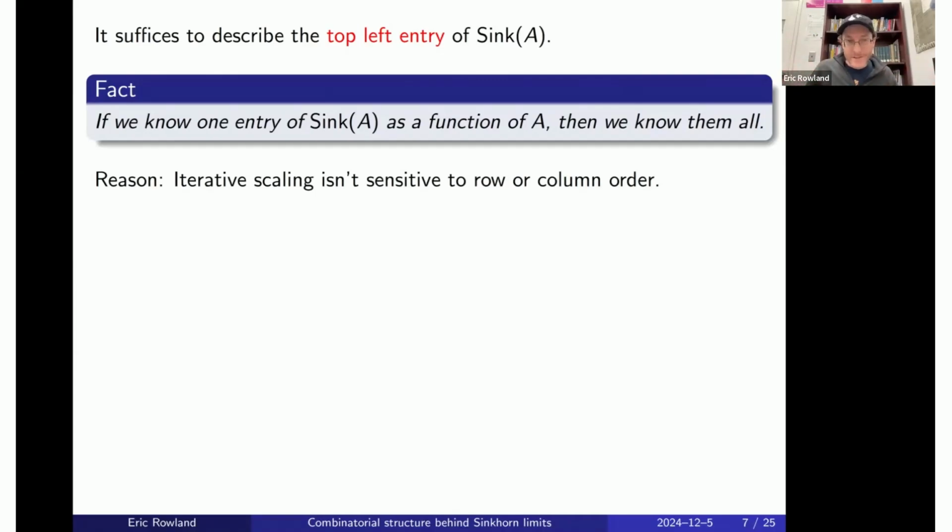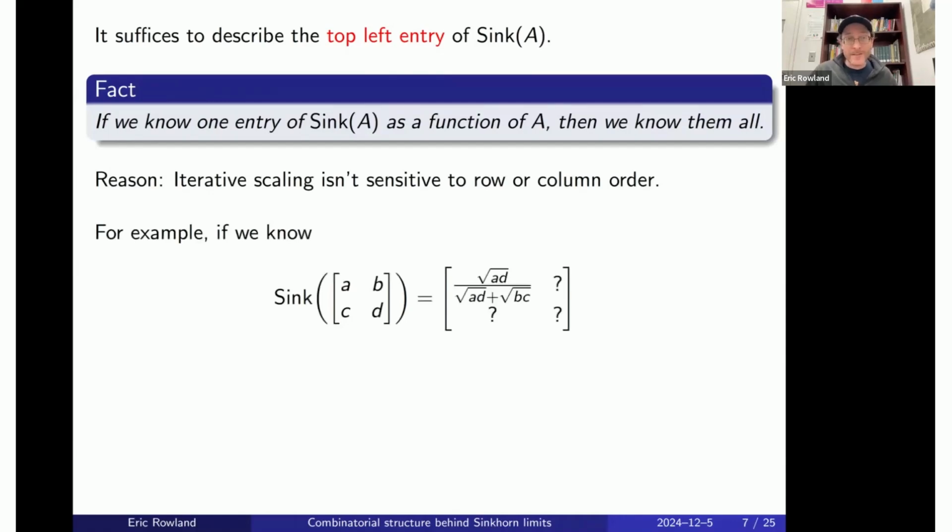So there's a lot of symmetry inherent in this row and column scaling process. And because of that, if you know one of the entries of the Sinkhorn limit as a function of the entries of your original matrix, you actually know them all, just by permuting the rows and columns in the appropriate way. So we'll just focus on the top left entry.